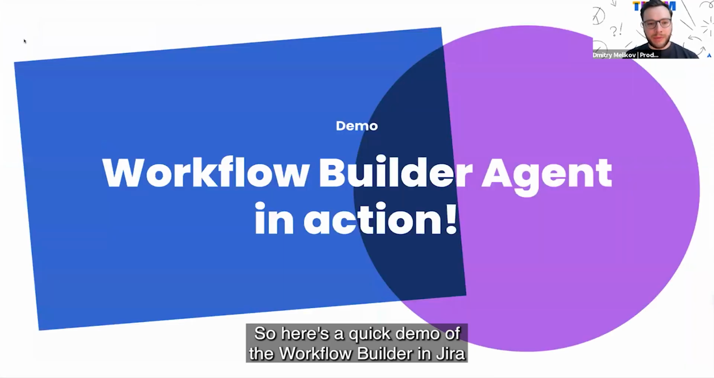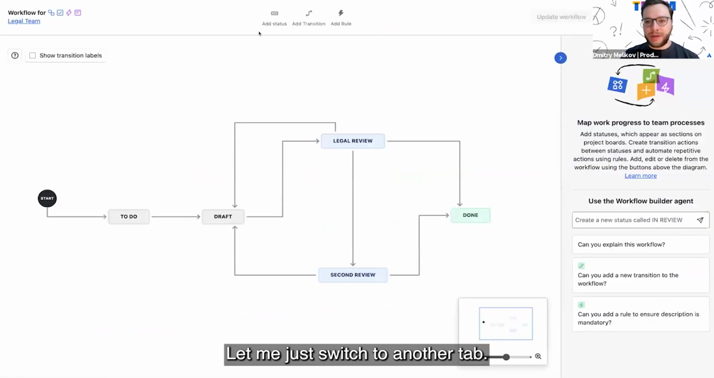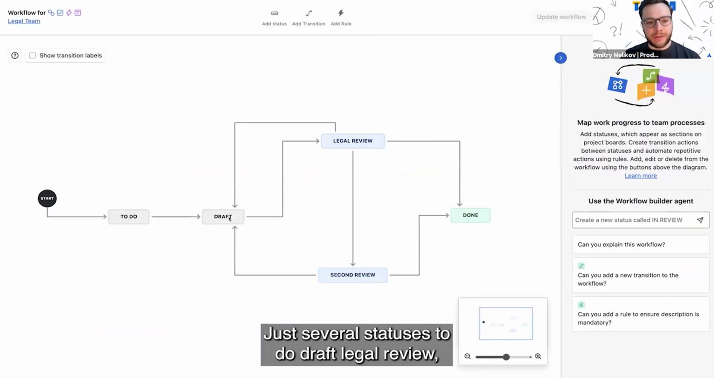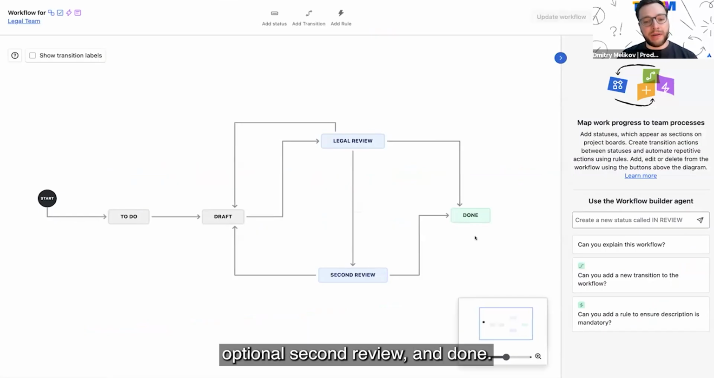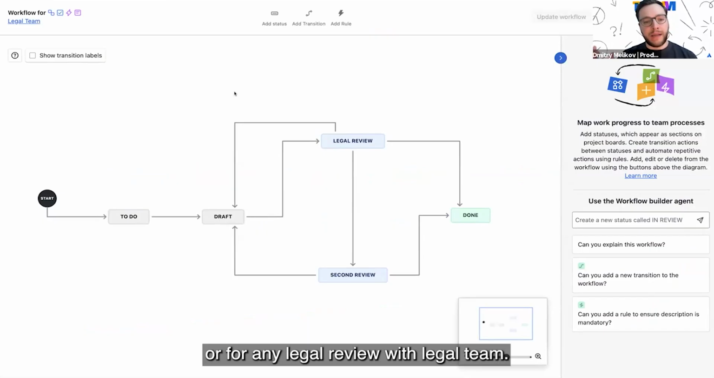So here's a quick demo of the workflow builder in Jira so you can see this new feature in action. Let me just switch to another tab. This is a workflow for the legal team, which is quite straightforward. Just several statuses: to do, draft, legal review, optional second review, and done. And this workflow can be used for documents legal review or for any legal review with the legal team.